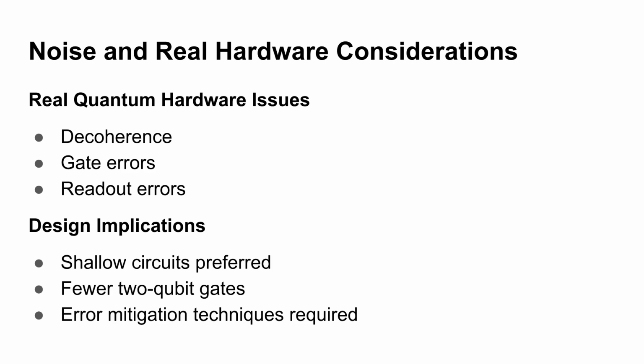Real quantum hardware faces issues like decoherence, gate errors, and readout errors. Circuit design implications include preferring shallow circuits, fewer 2-qubit gates, and using error mitigation techniques.